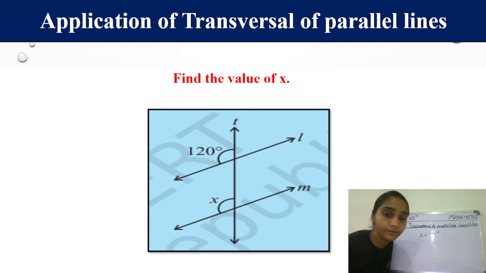What is the reason? Yes, because we know if a transversal cuts two parallel lines, the pair of corresponding angles on the same side of the transversal, are they equal or not? Yes, they are also equal. Very good. So x will be equal to 120 degrees because they are the corresponding angles of this transversal of parallel lines. Very good.